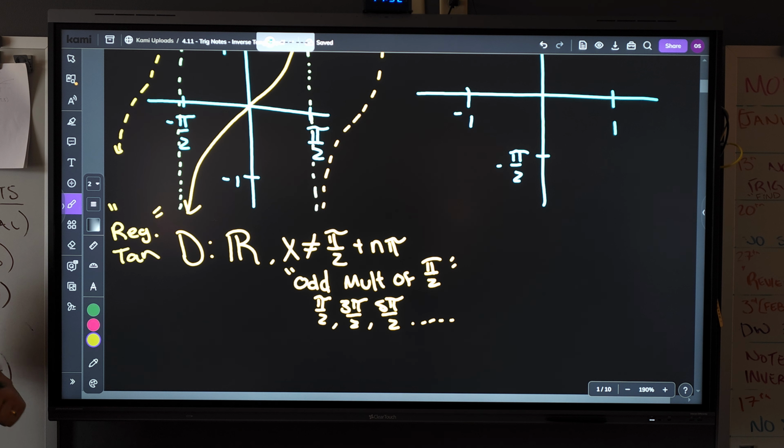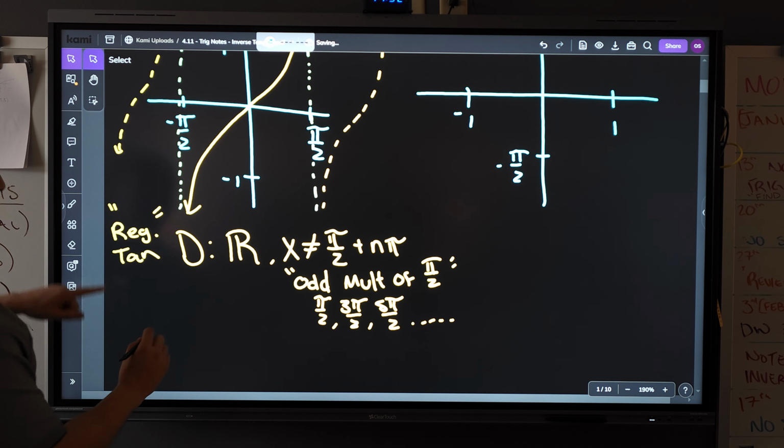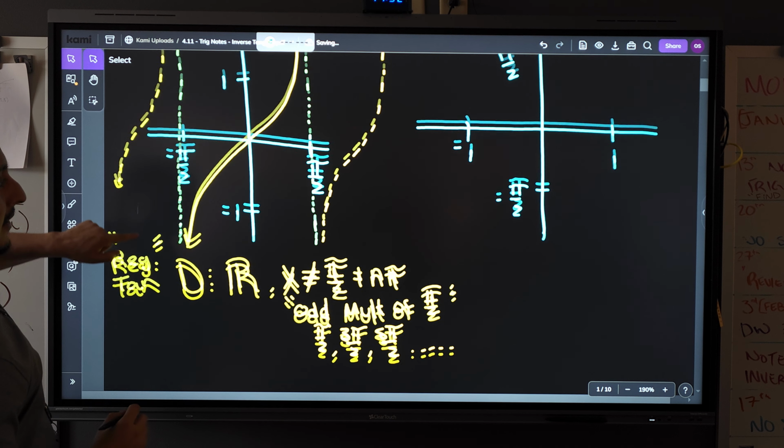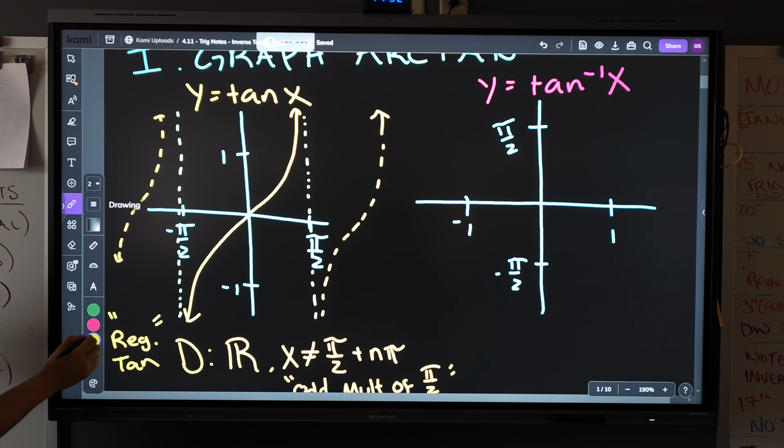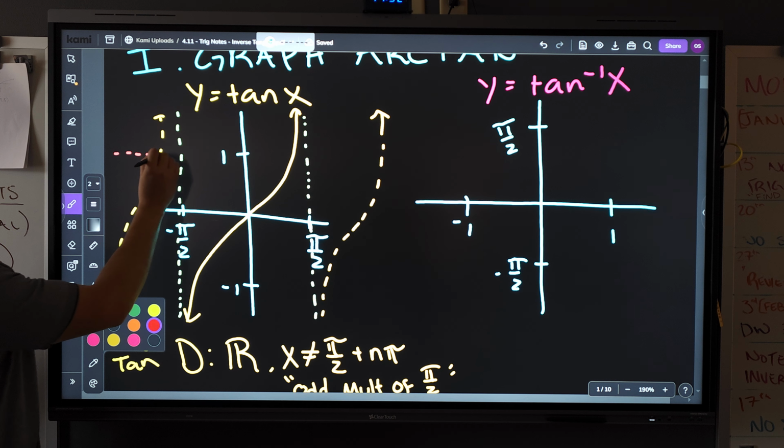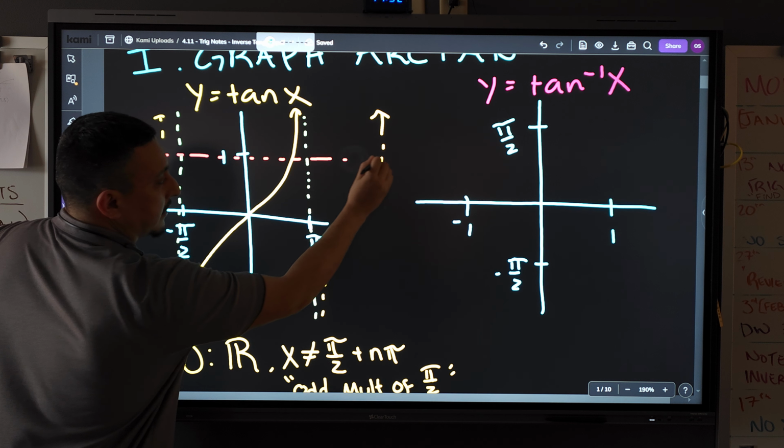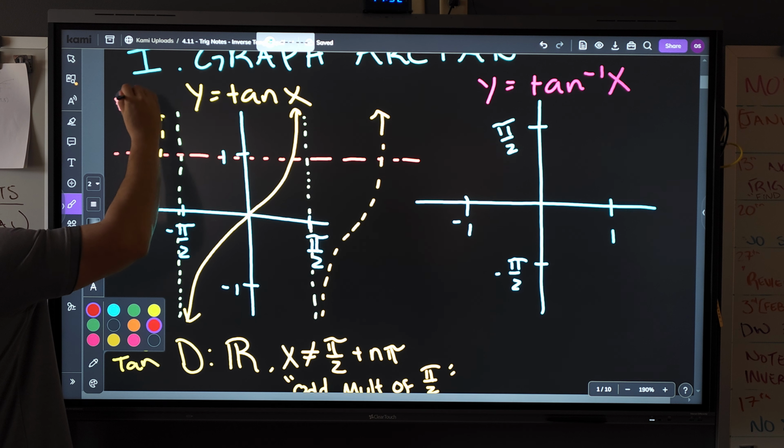Yes. Okay. Now we're going to do the domain. Before I do that domain, we do this right here. That's called the horizontal line test.